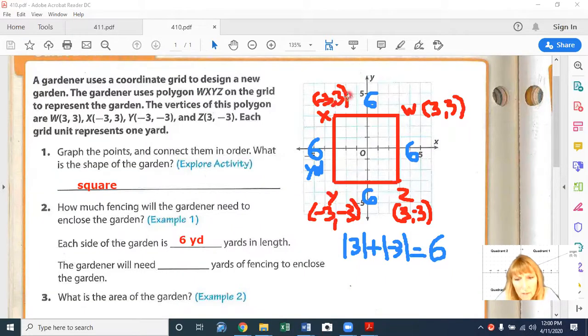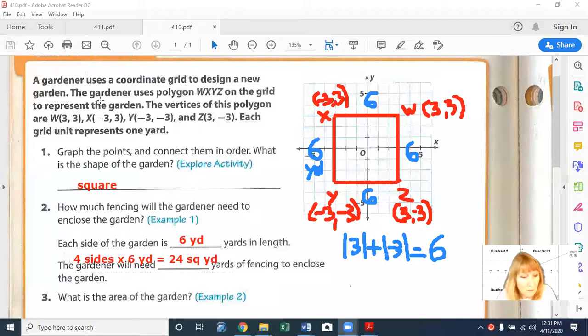So if you add 6 plus 6 plus 6 plus 6. Another way of doing that is just to take 4 sides times 6 yards. So 4 sides times 6 yards each is equal to 24 square yards. Yes? And I can move that over a little bit so you can see that a little bit better on the line. The answer is 24.